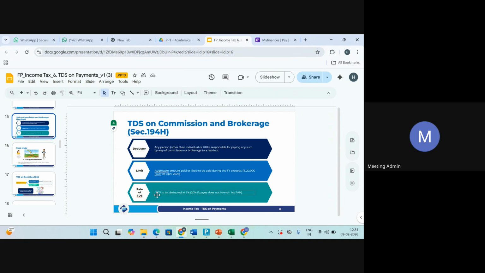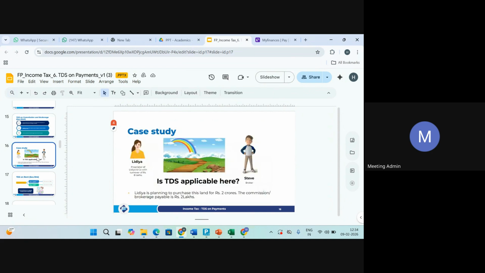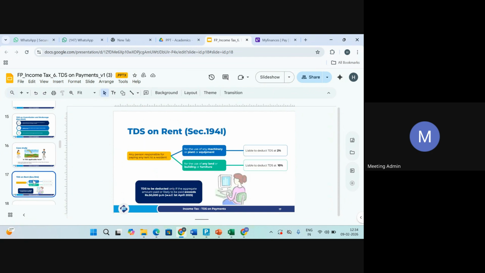What I have told you all, TDS will be deducted at 2 percent. If they don't have a PAN, it means 20 percent. Now tell me, how many percentage? 2%, ma'am. Don't be confused, guys. Okay, let us go for the next.